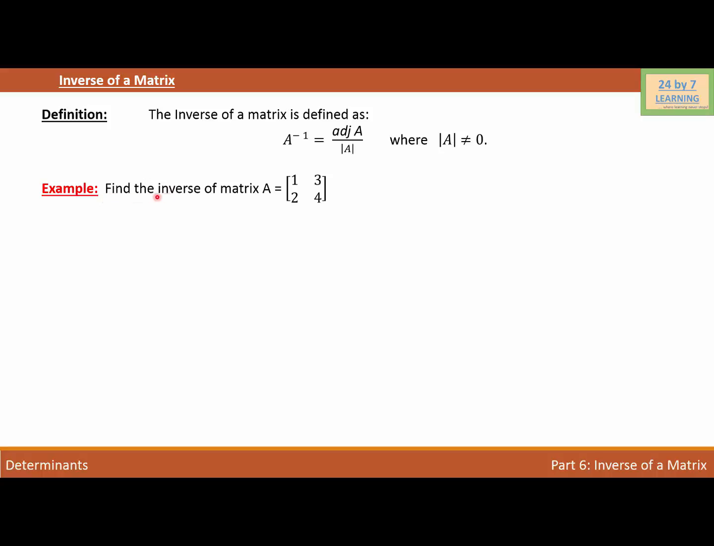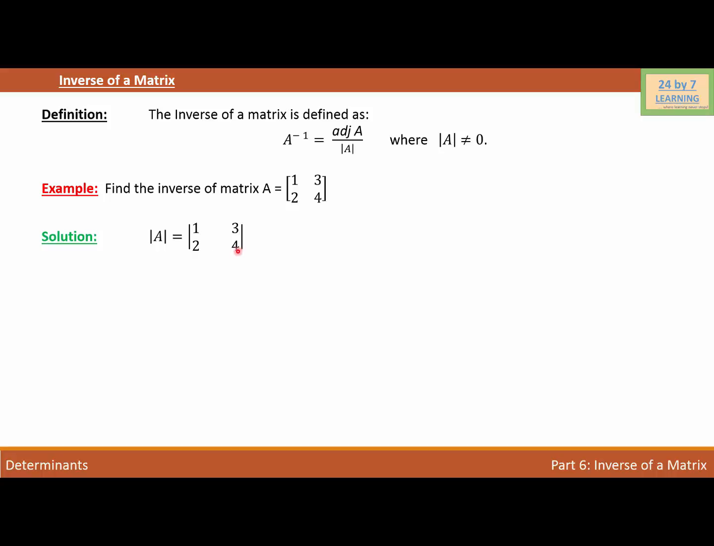Example: find the inverse of a matrix A with elements 1, 3, 2, 4. In order to find the inverse of matrix A, the first thing we need to do is see if this is a non-singular matrix or not. So let's first create the determinant of matrix A. So |A| is the determinant of matrix A with elements 1, 3, 2, 4. Let's find the value of this determinant.